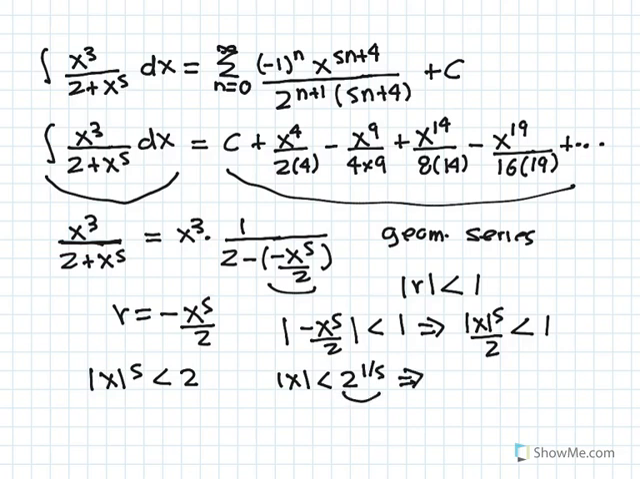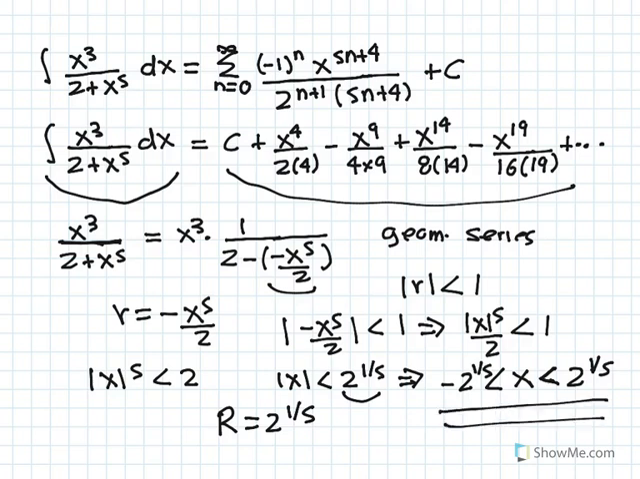And this is the radius of convergence, so capital R is equal to 2 to the power of 1 over 5. The interval of convergence is x less than 2 to the power of 1 over 5 and larger than minus 2 to the power of 1 over 5. This is the interval of convergence, all the values of x for which the integral can be represented by a power series, and this is the radius of convergence.